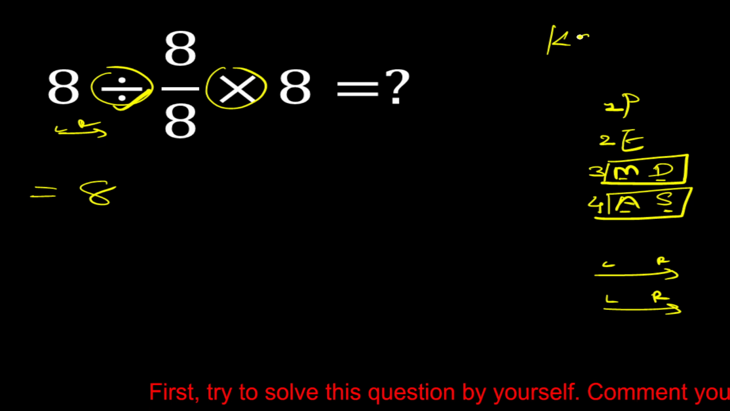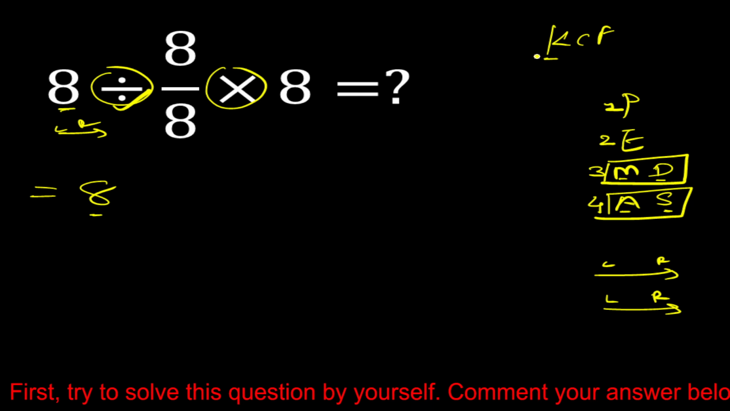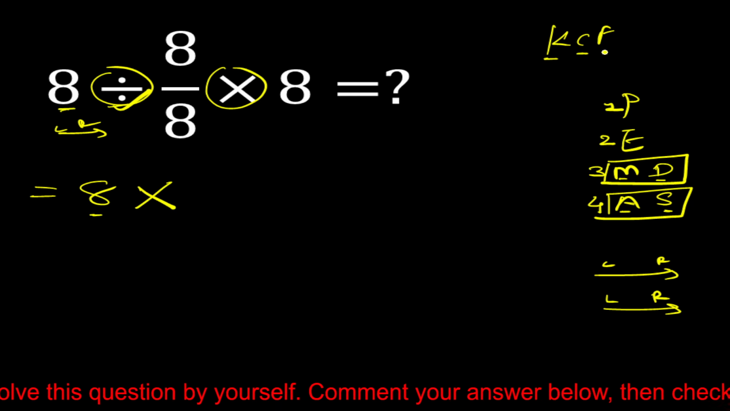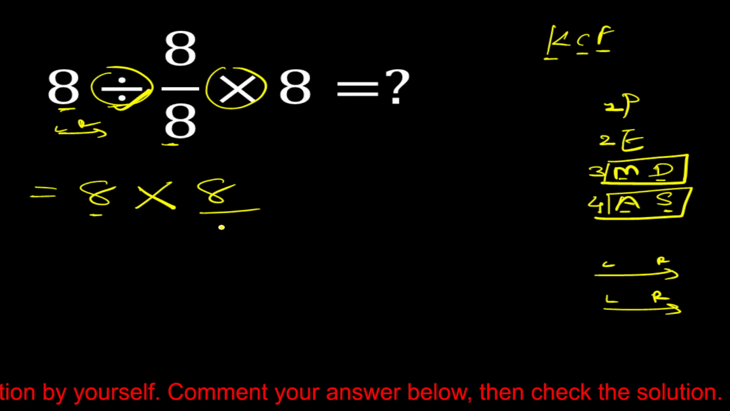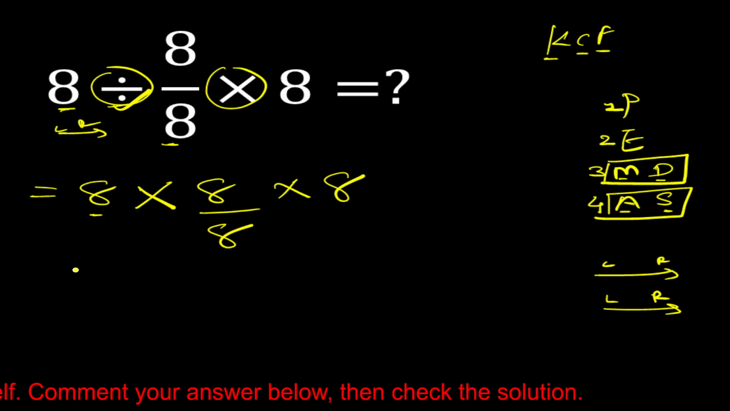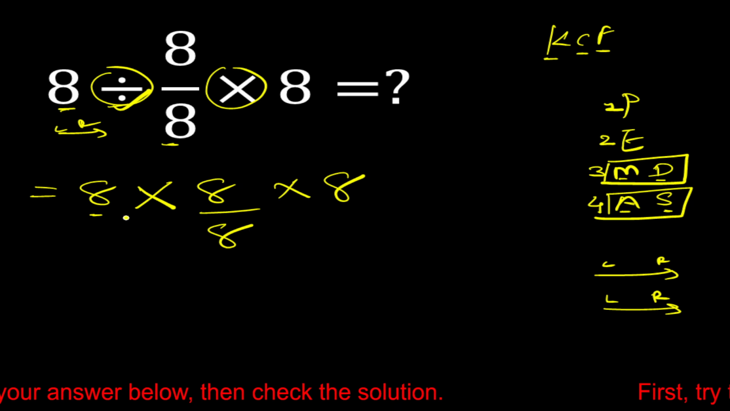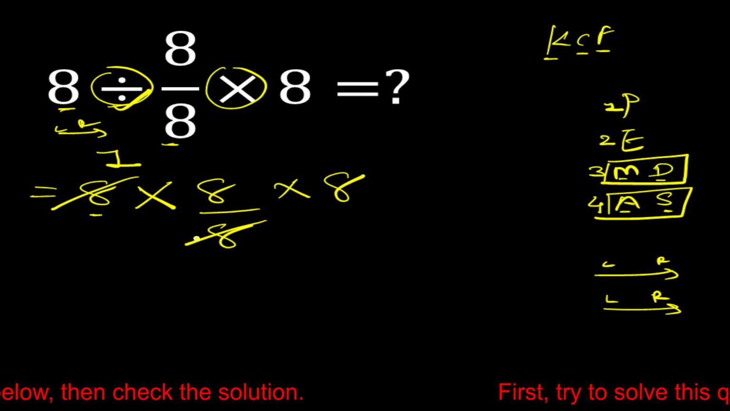Now according to the KCF rule, K means keep the first fraction as it is, the same. C means change the sign from division to multiplication, and F means flip the last fraction. So 8 divided by 8 is equal to 8 divided by 8 multiplied by 8. Okay, so now 8 divided by 8 is equal to 1.